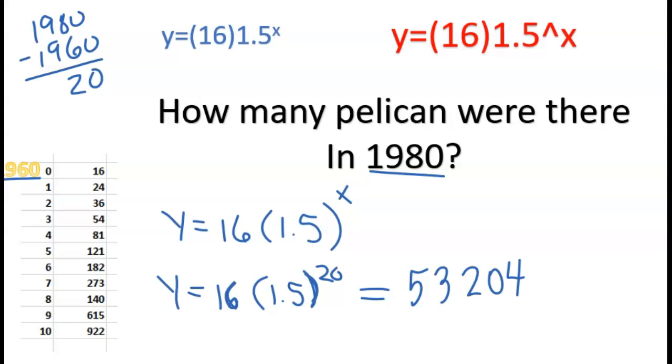Now, in populations like pelicans, they may not continue to grow exponentially. They may have some kind of other animal that eats them and kills off some of the population. But the equations that we are looking at are called exponential equations.